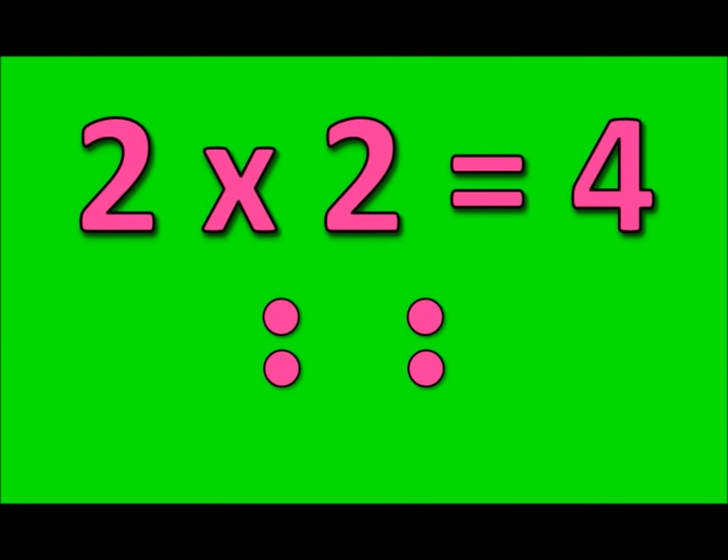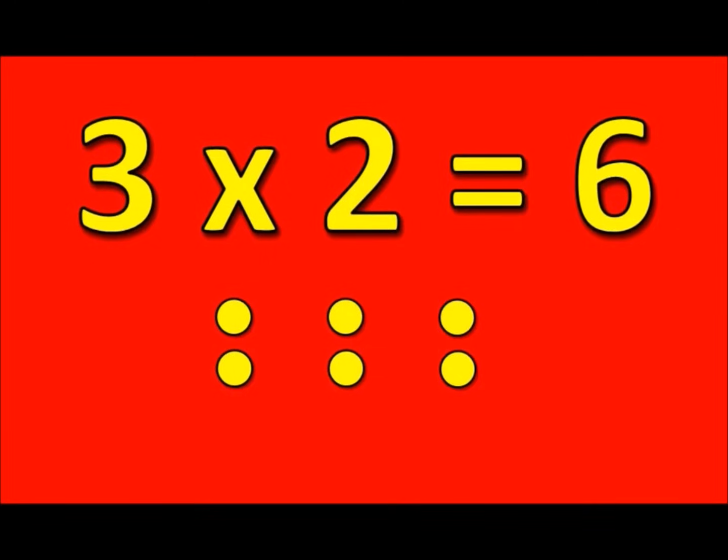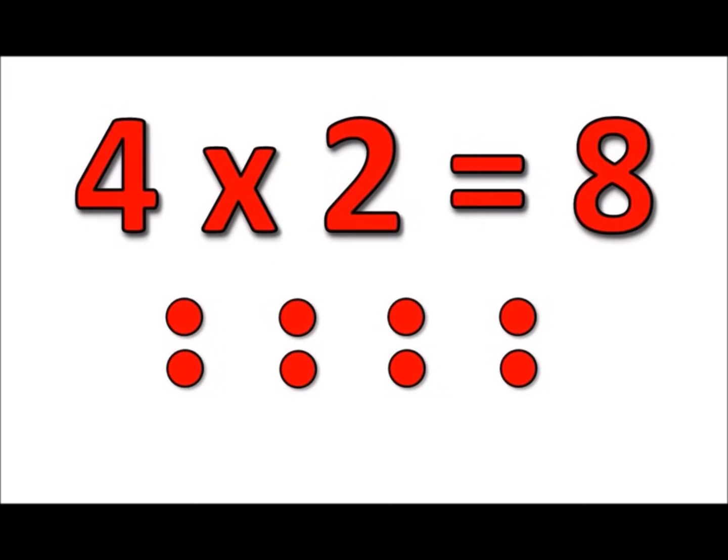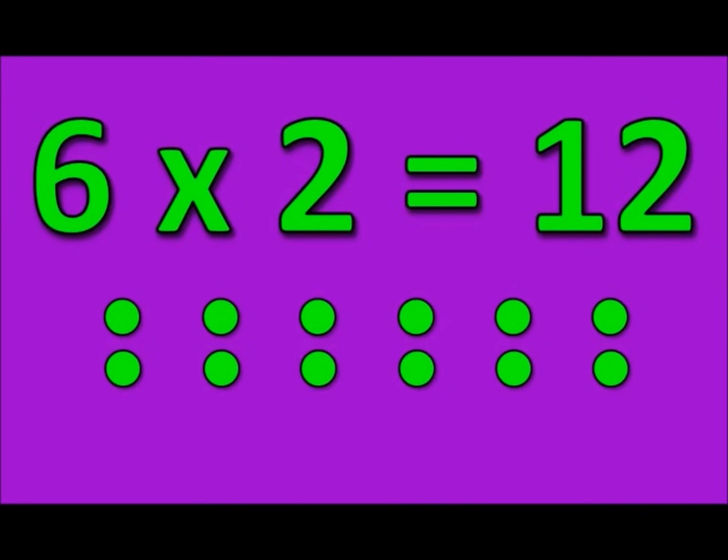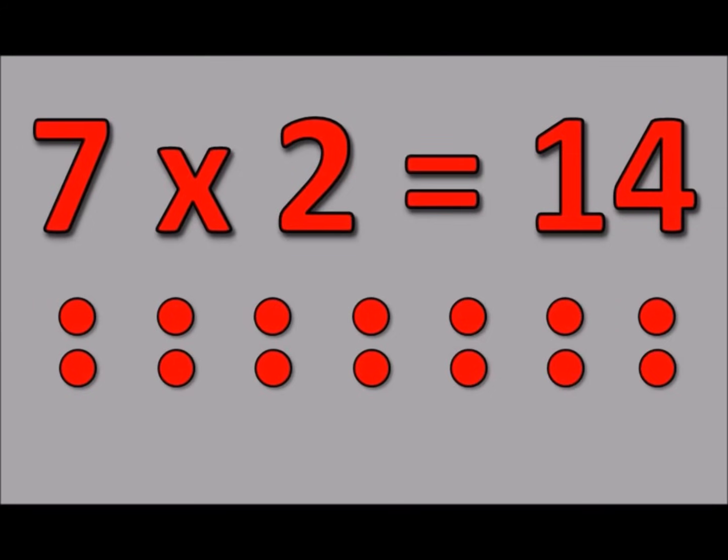2 times 2 is 4. 3 times 2 is 6. 4 times 2 is 8. 5 times 2 is 10. 6 times 2 is 12. 7 times 2 is 14.